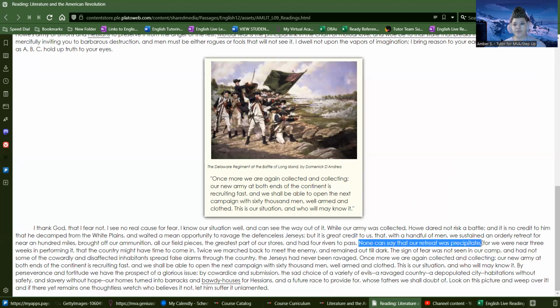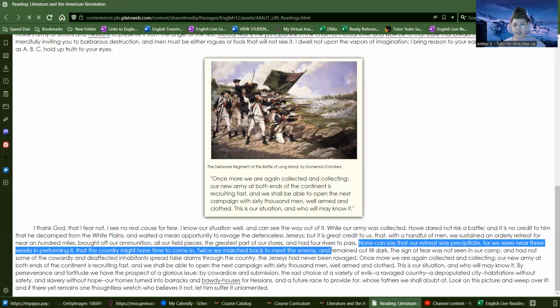None can say that our retreat was precipitate. So it wasn't sudden. It was an organized retreat that was agreed upon. For we were near 3 weeks in performing it, that the country might have time to come in. Twice we marched back to meet the enemy and remained out until dark.